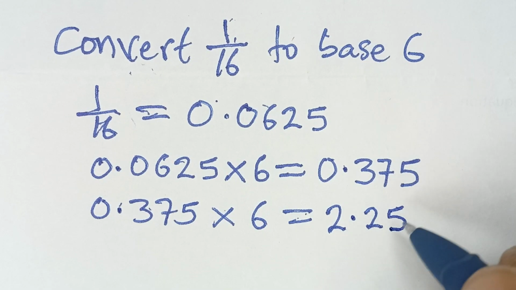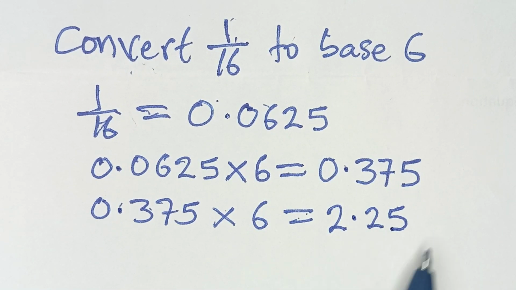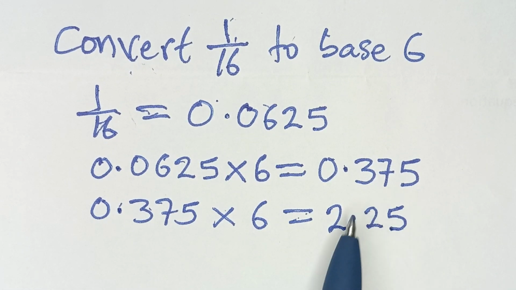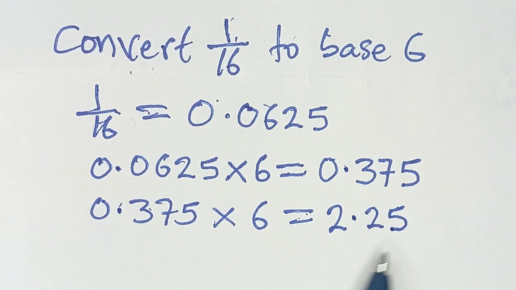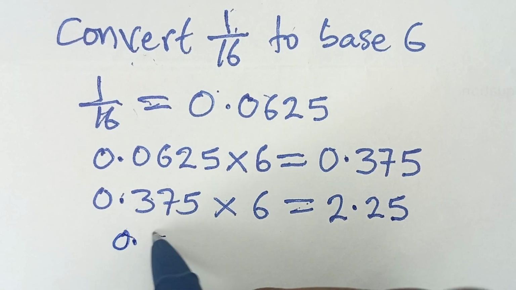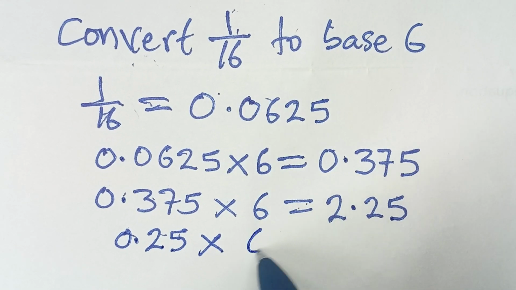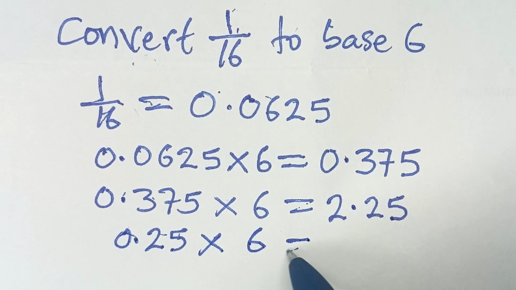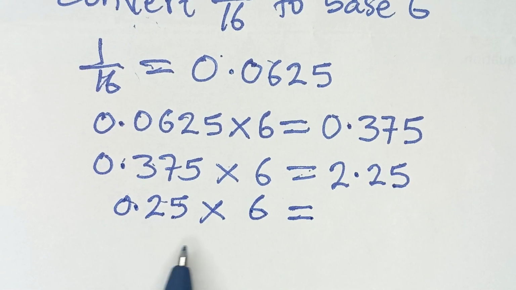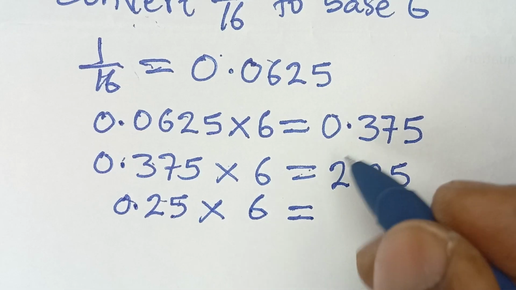Now the next thing for us to do is to take the decimal part. Please don't take the whole number part. Only use the decimal part. So this is 0.25 now. We're going to take the 0.25, which is the decimal part, and multiply by the same base 6. We continue to multiply by 6, and then the 0.25 multiplied by 6 is going to give us 1.5.